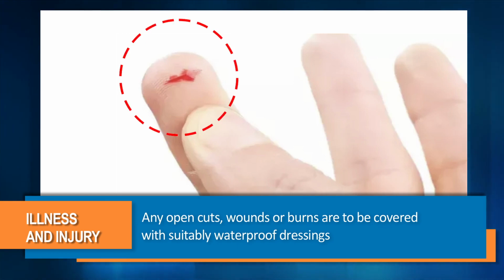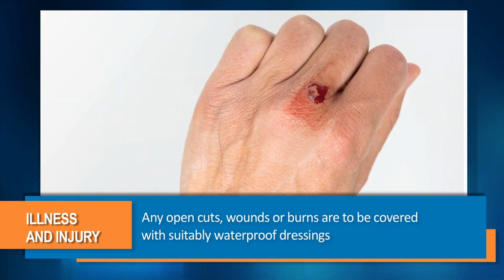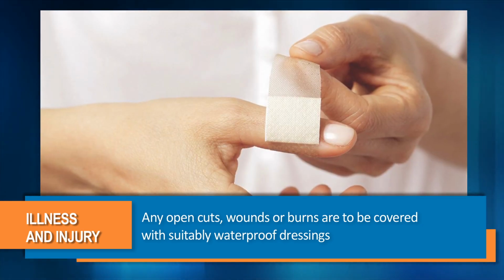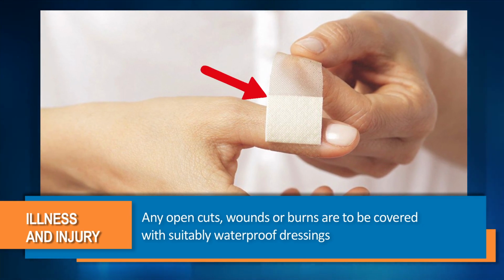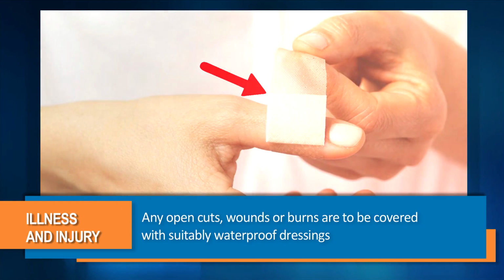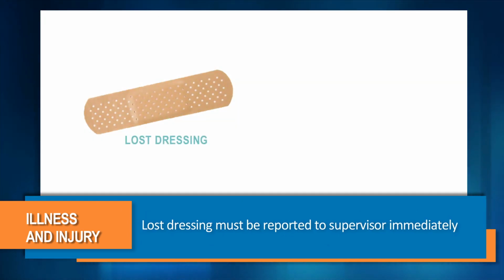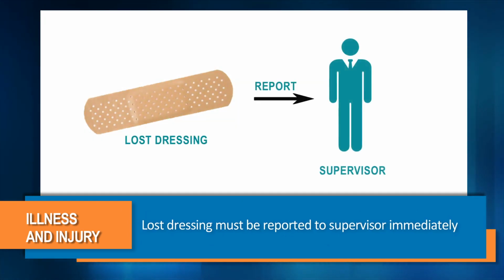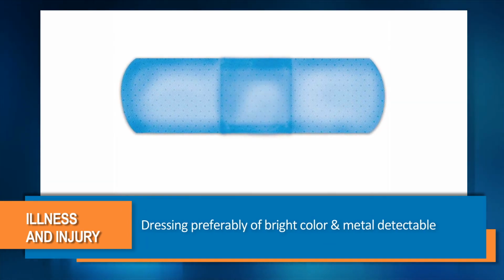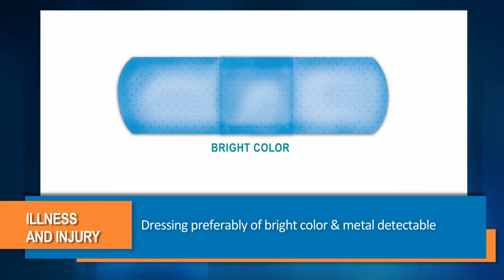Food handlers with open cuts, wounds or burns shall be required to cover them with suitably waterproof dressings before starting operation. Any lost dressing must be reported to the supervisor immediately. The dressing should preferably be of bright color and metal detectable.